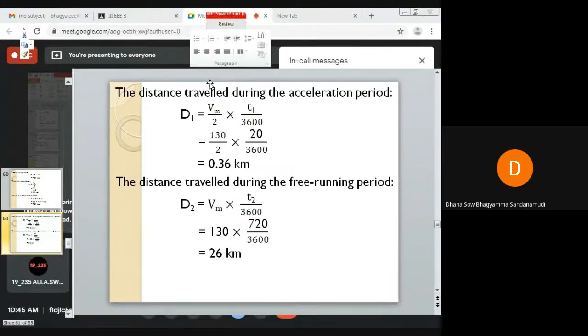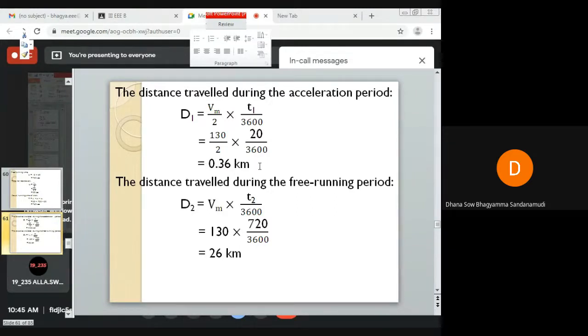We already know this formula. Let us assume the distance traveled during the acceleration period is denoted by d1. So d1 is equal to Vm by 2 into t1 by 3600, in kilometers. Vm we have just now calculated: 130 by 2 into t1, which is 20, already given in the problem, by 3600. You will get d1 is equal to 0.36 kilometers.